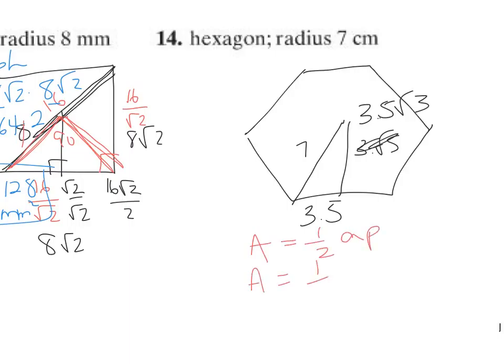So area is 1/2 the apothem, which is 3.5 root 3. And the perimeter is going to be, this is 7, so it's going to be 7 times 6, which is 42. So when I round this to the nearest tenth, I'm going to get about 127.3 centimeters squared.